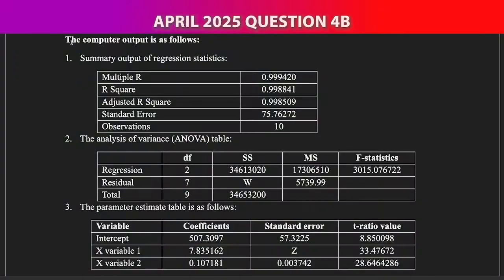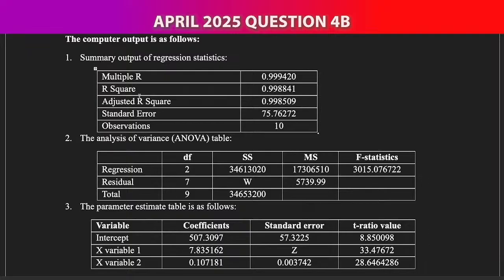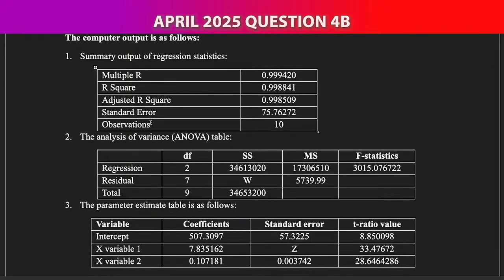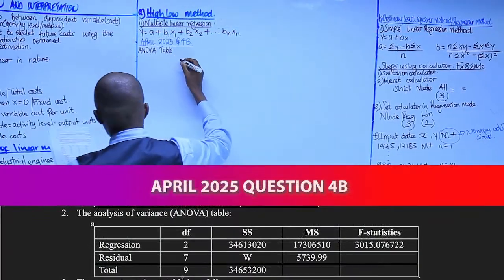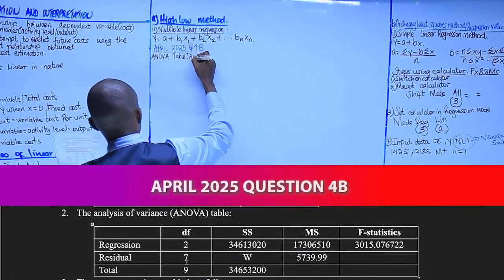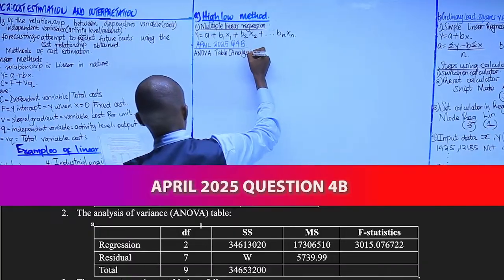There are 3 tables that I will need to copy so that I show you how you get those. This is called an ANOVA table. It's the one I want to copy, which is what we refer to as analysis of variance.